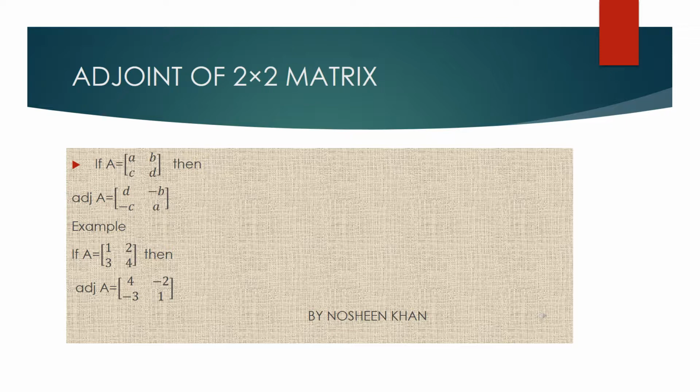Example: A is equal to 1, 2, 3, 4. Adjoint of A is equal to, first replace the places of 1 and 4 and then change the signs of 2 and 3. So 2 and 3 are positive, and after taking adjoint, the positive signs will change to negative sign.